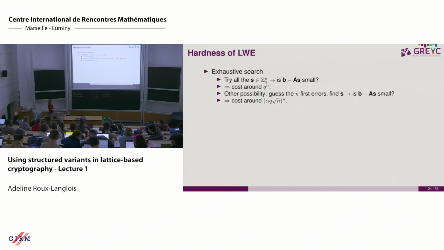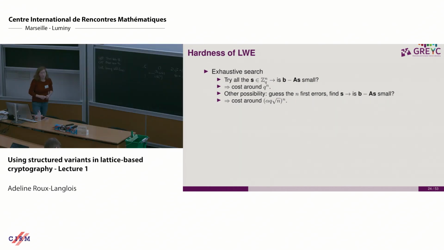Another possibility would be to say, okay, I guess the first n errors, hoping they will be small enough or not. It will really depend on the size of the error. Once I guess 0, I can find a secret and see if I was right or not. So the cost will be a bit better, really depending also on the size of your error.